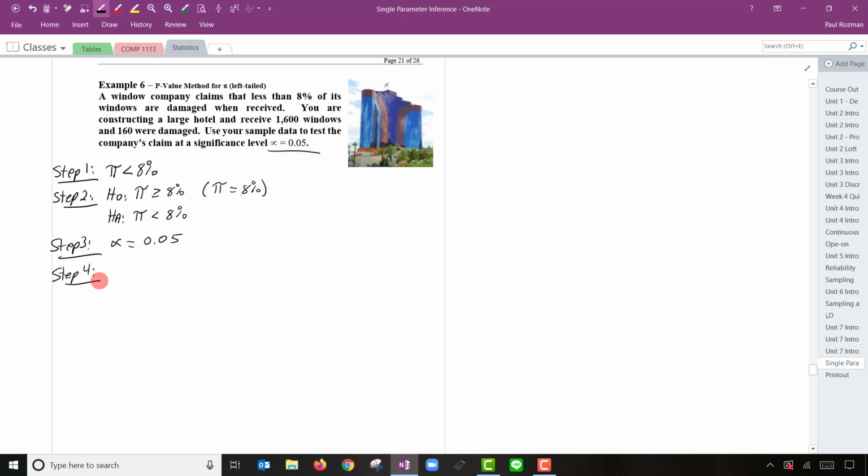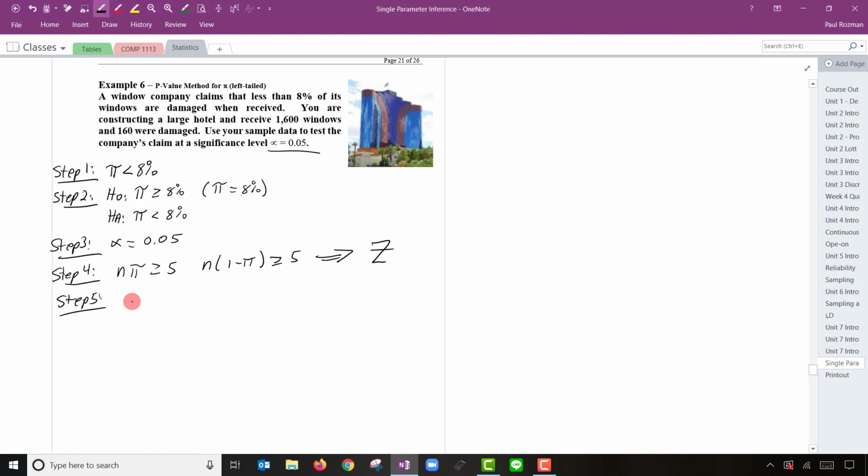Step 4, check your conditions. Make sure that n pi is greater than or equal to 5. And we already did this. I forget the number already, but I know it was greater than or equal to 5. And I know that n times 1 minus pi is also greater than or equal to 5, and that lets me go ahead and use a z distribution.